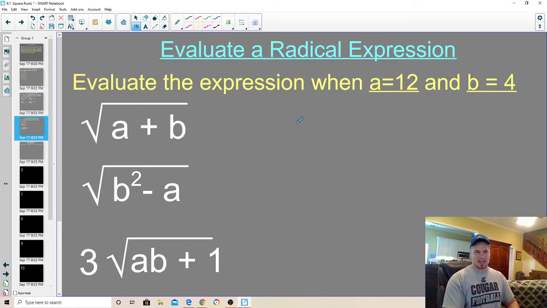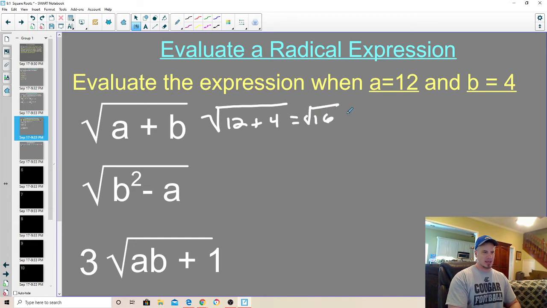Evaluate the expression when a is equal to 12 and b is equal to 4. So we're just going to rewrite this radical sign, and we're going to substitute. We got 12 for a, 4 for b. 12 plus 4 is definitely 16. And that definitely equals positive 4. Remember, the radical equals the positive. Okay, positive 4.